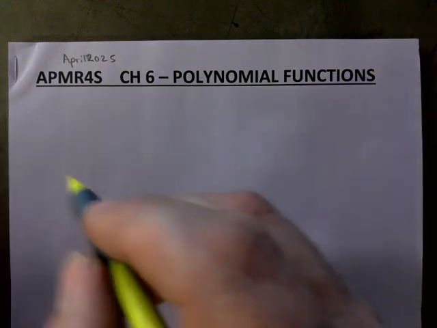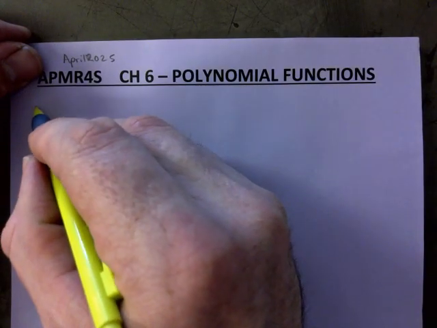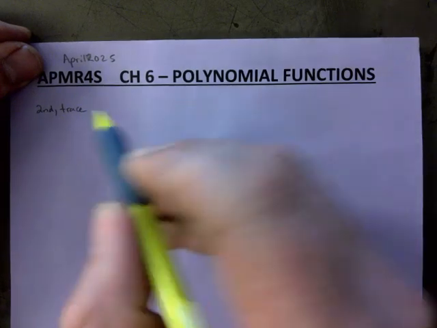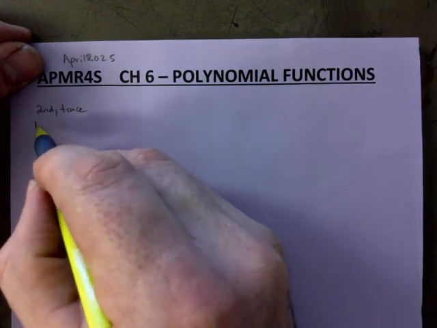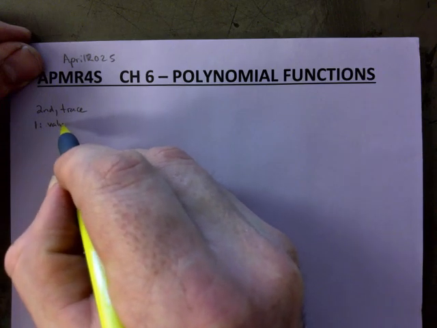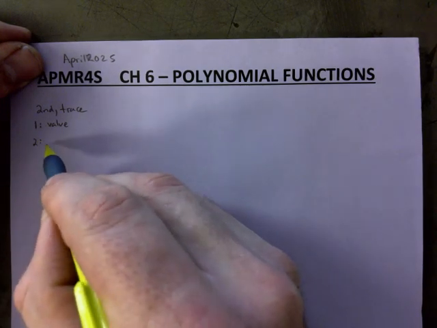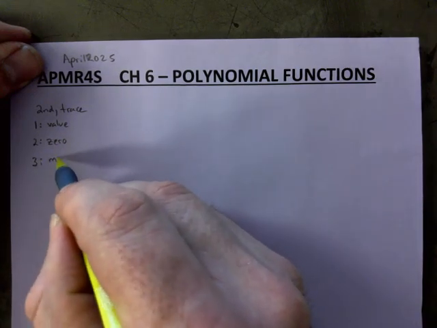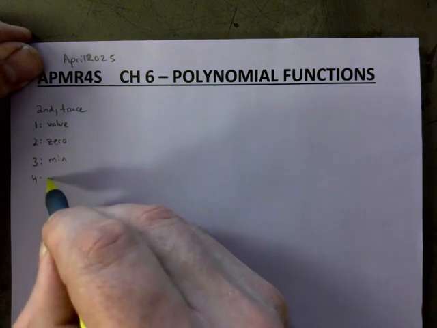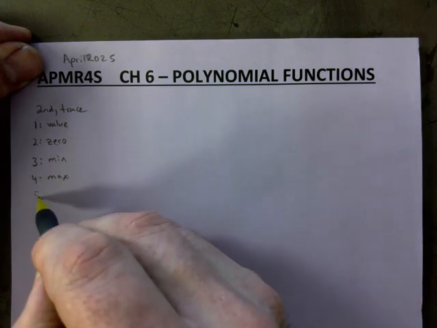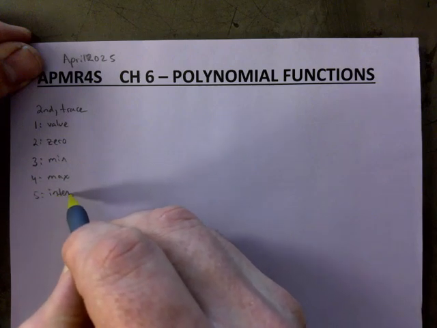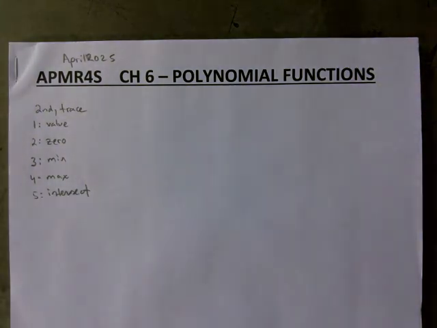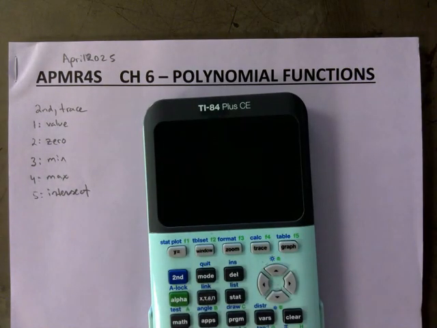All right. So we're gonna use second trace a lot, and you have value, zero, min, max, and intersect. Those are the 5 that we use the most.